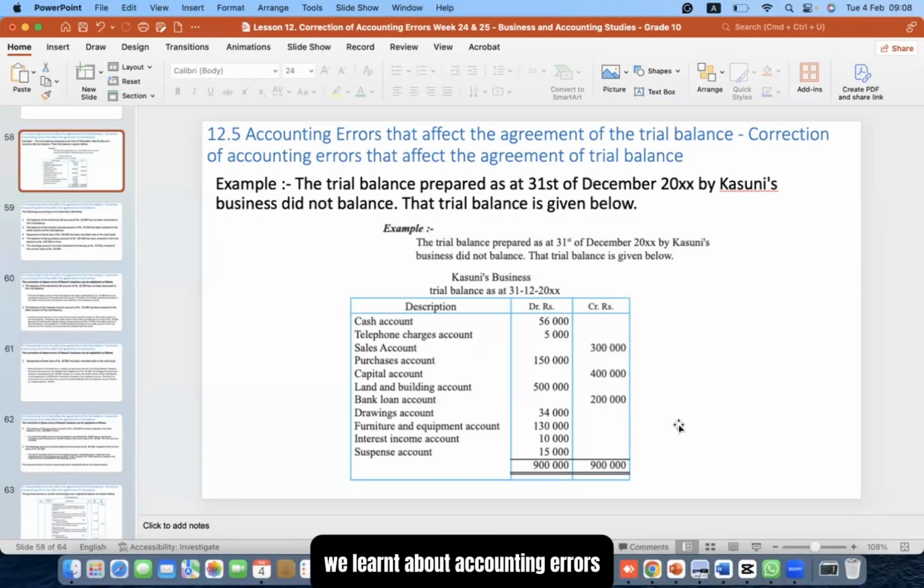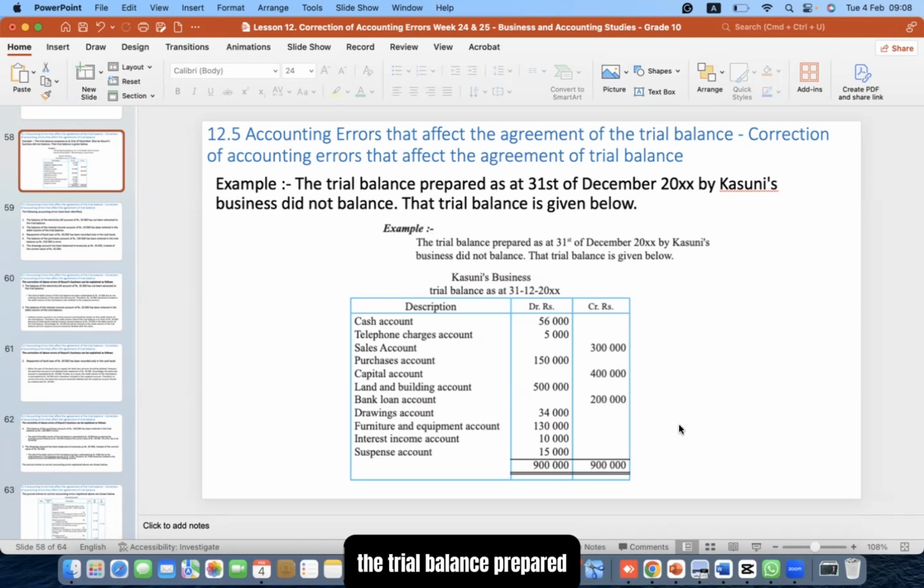Okay, so we learned about accounting errors that affect the agreement of the trial balance and accounting errors that do not affect the agreement of the trial balance. And now we are going to look at an example related to the trial balance and how we can adjust those things. Okay, so let's look at it.